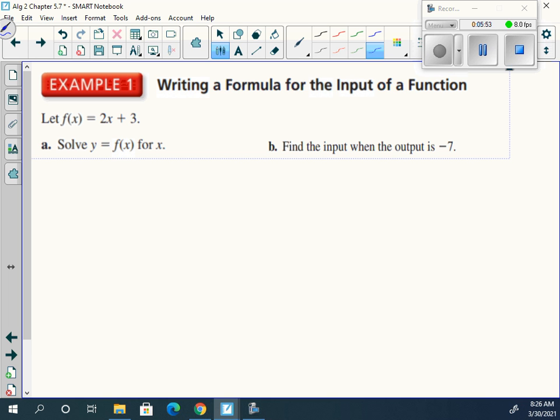Now, what we're going to be doing first is we're going to start off with finding the inverse of the function, finding its inverse. And then we want to find the input when the output is -7. So find the inverse when we have the inverse function of -7. So let's just start off with this here, and it'll make more sense as we work with this here.